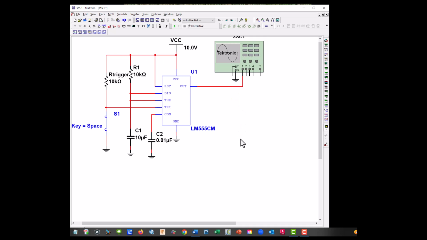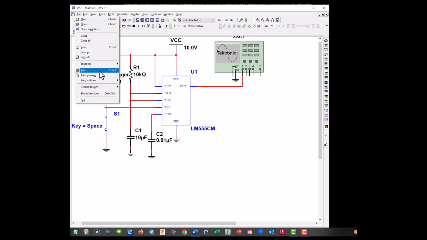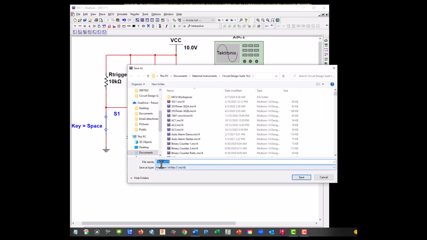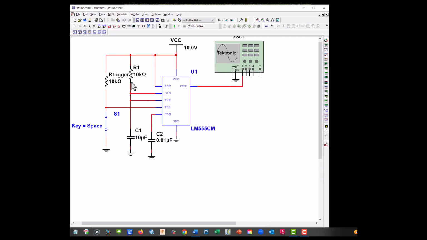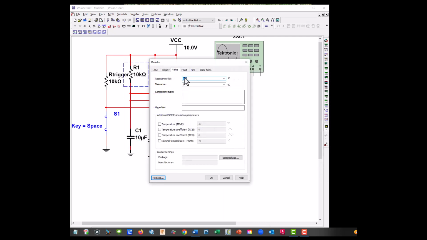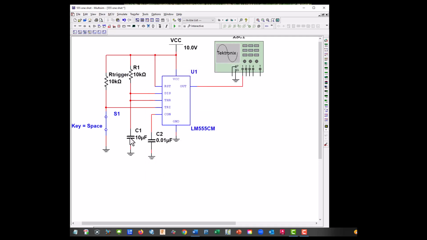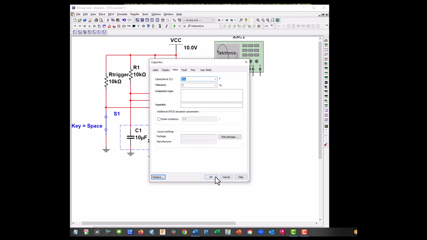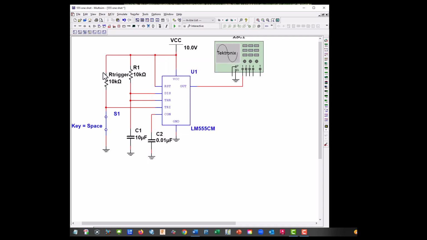Okay, so what you need to do for this, I'm going to give you this file, and it's going to be under 555 one shot. And this will be available on Canvas. And what you're going to do is you're going to change this resistor by double clicking and change the value based on what I ask in the lab. Here's our capacitor you're going to change. Do not change the trigger resistor value, and don't change our voltage capacitor.